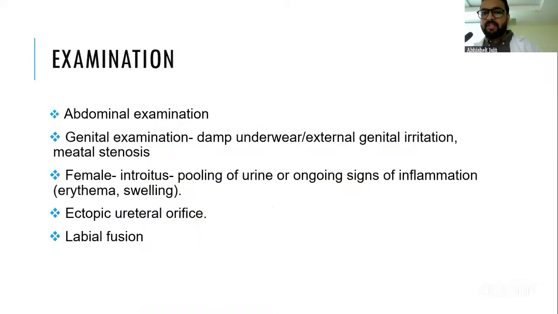We should examine the genitalia for dampness or any signs of irritation, and in females, the introitus for signs of pooling of urine or ongoing inflammation. We would look for ectopic ureteric orifice and labial fusion. It is seen in girls less than 2 years old who are still in diapers, but it rarely causes bladder outlet obstruction. Treatment is usually conservative, but we can also give topical estrogen creams, but 10% of cases can still recur.